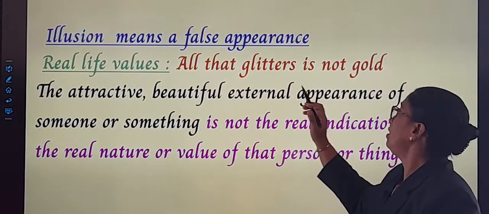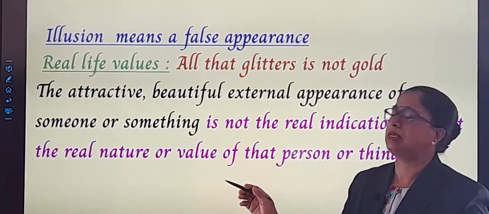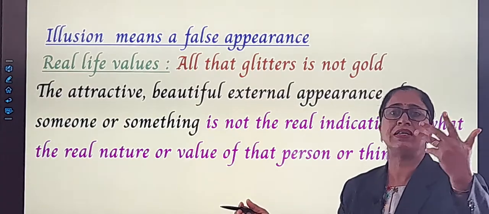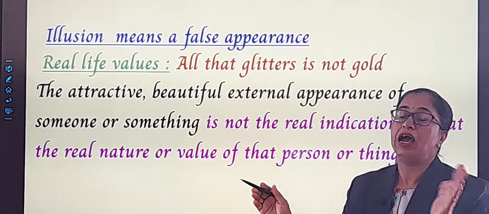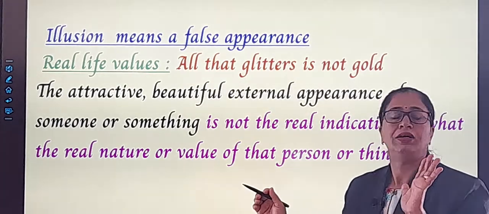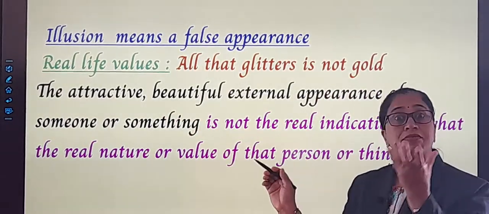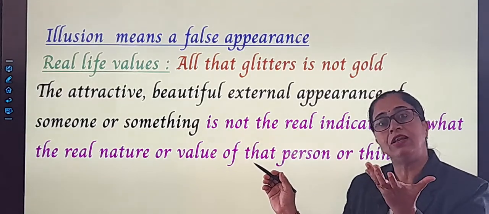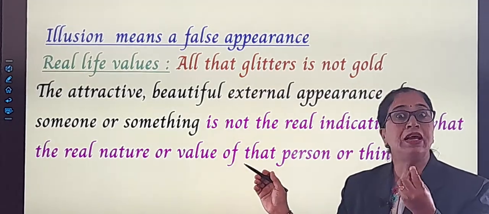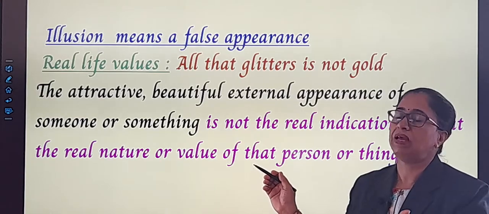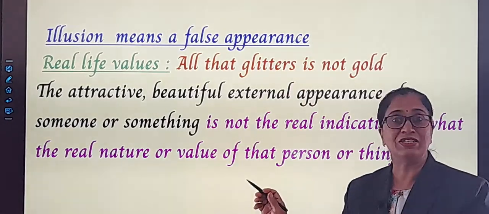Attractive and beautiful external appearance of someone or something. Just because some person or something looks externally beautiful, lovely, it often happens, no, you see certain toys and you feel so nice and you compel mummy to buy. What you have to see is not just the external beautiful appearance, you need to see the real value of the thing, the real utility, the real nature. In the case of a person, the real beauty lies in what the person's behavior or attitude is. So, remember all that glitters is not gold.